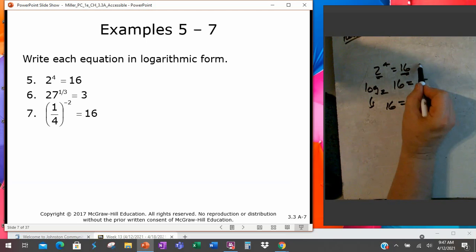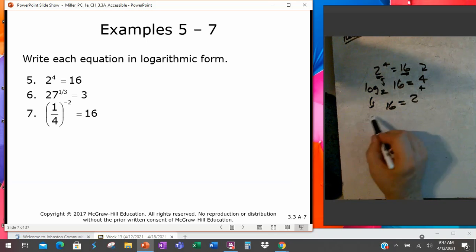So from exponential, I rewrite this. Here's the base, that goes there. This is this, and here's the number.